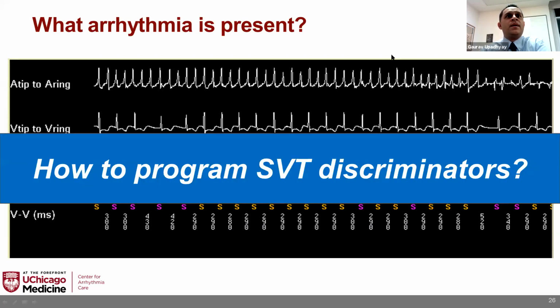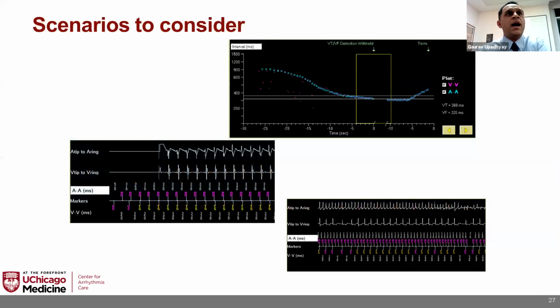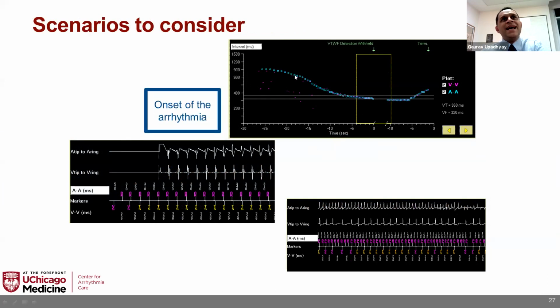So how do we think about SVT discriminators? Well, there are a couple options we could use. These are three different ways to examine an arrhythmia. One is to say, well, let's look at the onset of an arrhythmia. An arrhythmia like ventricular tachycardia should start like that. It shouldn't have a smooth slope up. If something has a smooth slope up, it's much more likely to be a supraventricular arrhythmia.